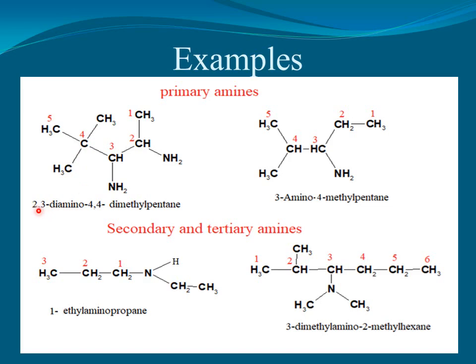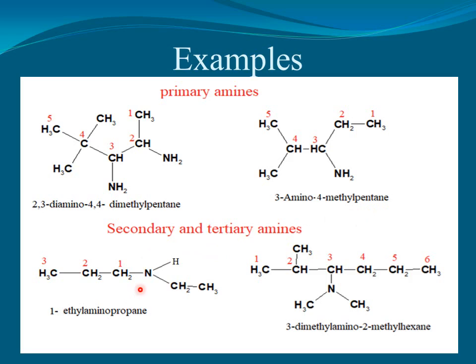So the name is 2,3-diamino 4,4-dimethyl pentane. Look at the next example. We have to select the longest chain 1, 2, 3, 4 and 5. Amino group is present on carbon number 3. This methyl is present on carbon number 4. The name is 3-amino 4-methyl pentane.